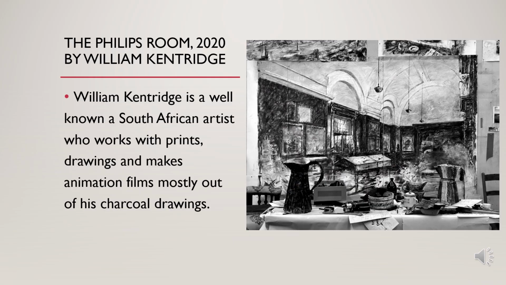William Kentridge is a South African artist known for his charcoal drawings, prints, and animation made out of the very same drawings. The Philips Room is derived from a Kentridge charcoal drawing that is mounted on a wall. He then put a still life on the floor and took a picture, making it one artwork. The picture was transferred onto a copper plate in printmaking terms called intaglio.